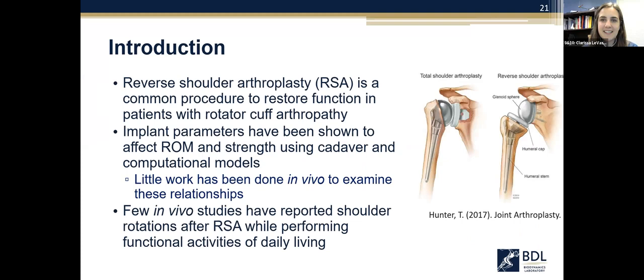Reverse shoulder arthroplasty is a common procedure used to restore function in patients with rotator cuff arthropathy. While implant geometries and surgical techniques have been shown to affect functional outcomes such as strength and range of motion, little work has been done in vivo to explore these relationships. Additionally, few in vivo studies focus on functional activities of daily living after RSA or compare kinematics with patient-reported outcomes.